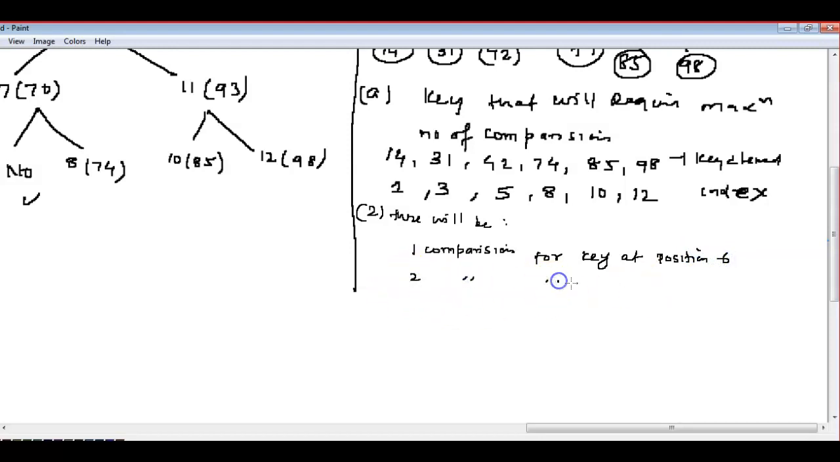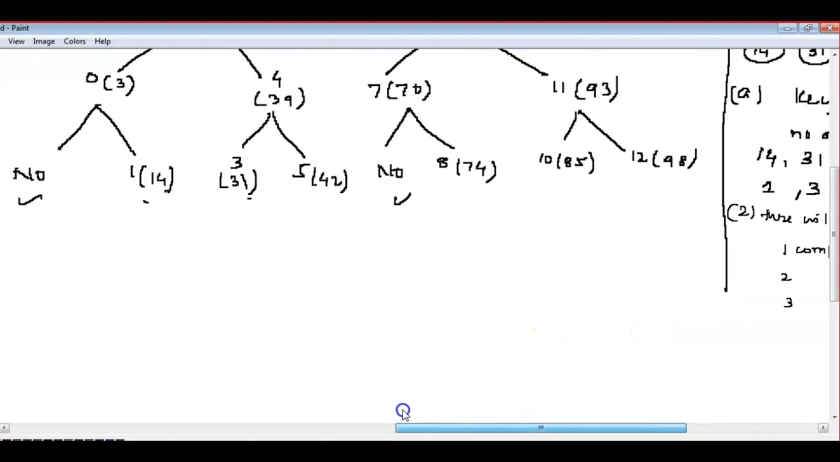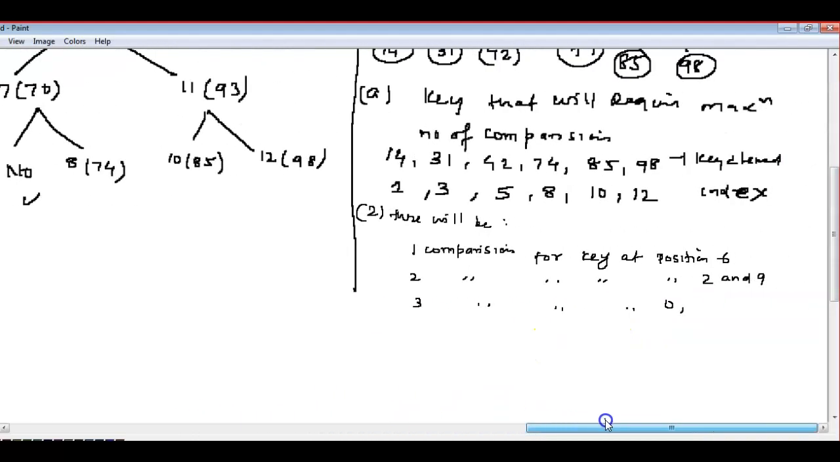Second comparison for the key at position 2 and 9. Third comparison for the key 0, 4, 7 and 11. And fourth comparison for the key will be how much? 1, 3, 5.